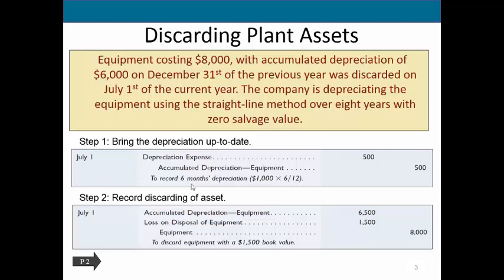This asset is being discarded. So we're not selling this asset for anything. We're not trading it for anything. We're simply getting rid of it. So we need to take the asset off of our books.